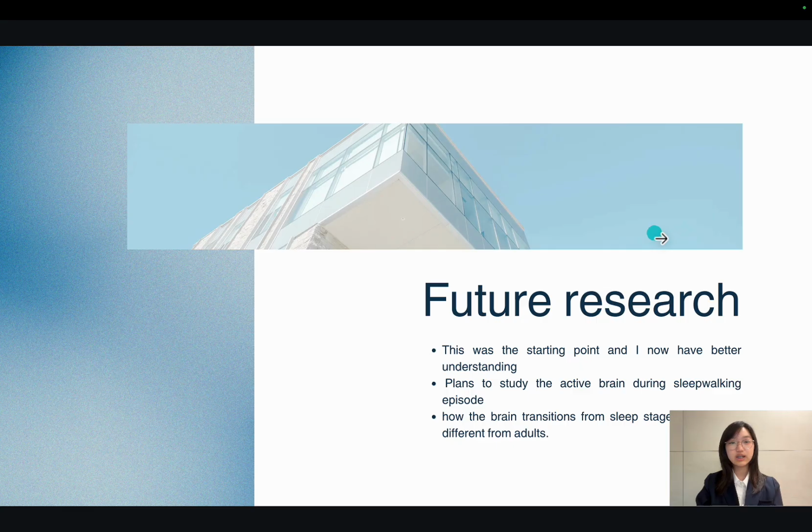Future research. This paper was mainly for me to research and organize the causes of sleepwalking in children and understand sleepwalking better. Now that I've gained enough information, I plan to begin trying to study the brain during sleepwalking, specifically finding which regions are awake and asleep in the brain and how the transitions in the brain from sleep stages in kids are different from adults.